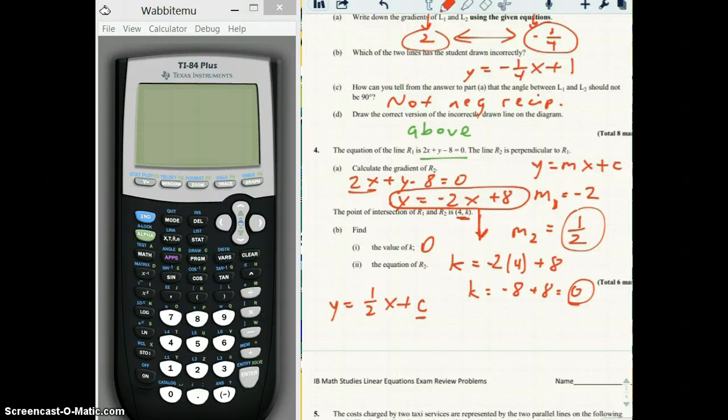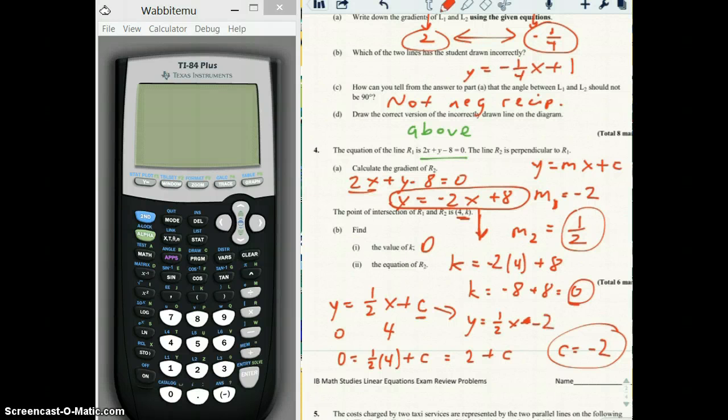Now the equation for R2 we know is true for 4, 0, so we can put 4 and 0 in here. And then we get 0 equals 1/2 times 4 plus c, which equals 2 plus c. So 0 equals 2 plus c, that means c equals negative 2. So that means the equation for R2 is y equals 1/2 x minus 2. So that's the equation for R2.